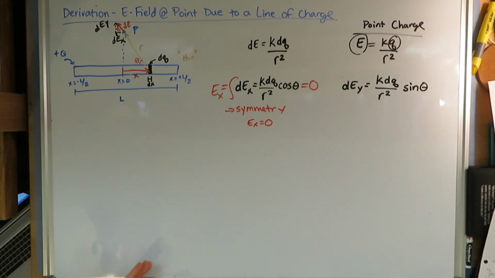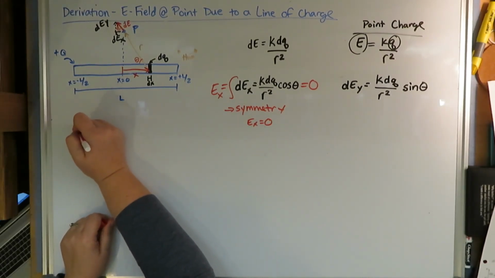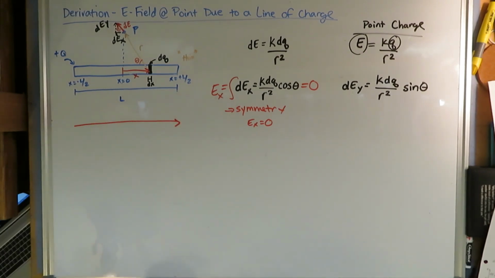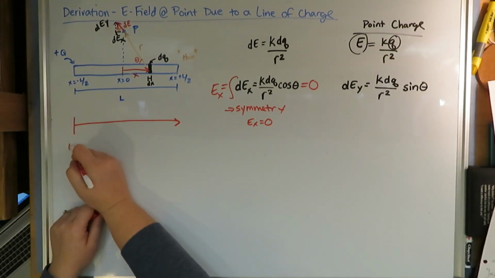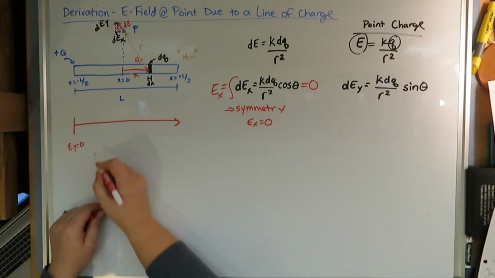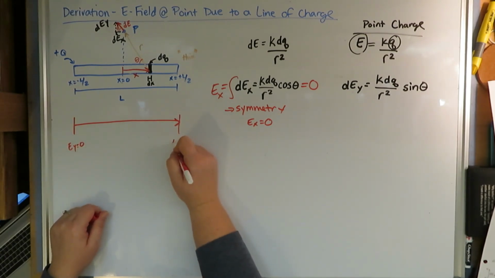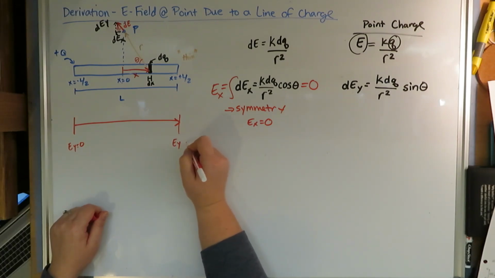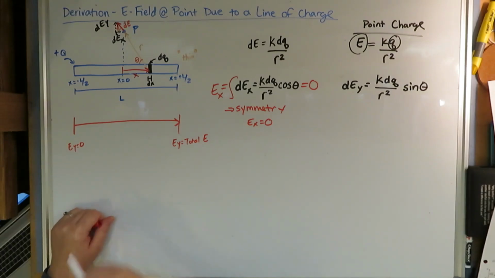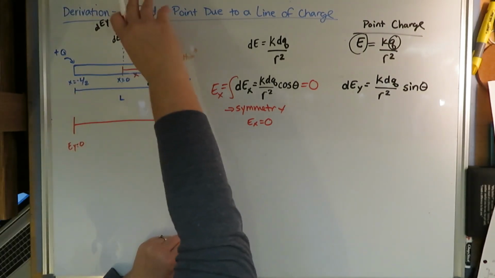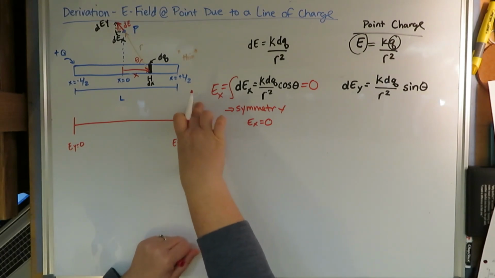So I'm going to want to integrate across this rod, from the left side of my rod to the right side of my rod. I'm going to assume that when I'm over here at the left, Ey is 0, and that by the time I've made it all the way over here, my Ey is going to be equal to my total value. So my Ey is going to be my total electric field. Even though my y direction is up, I'm going to integrate across the x direction.